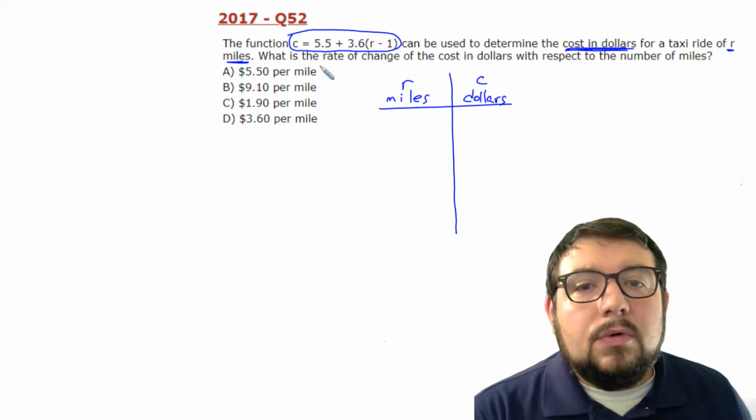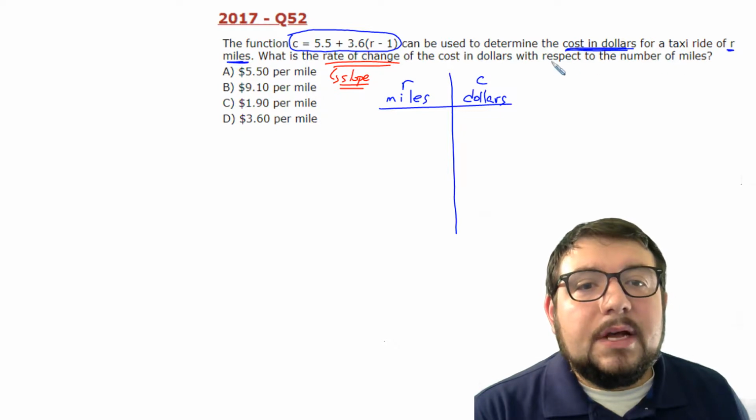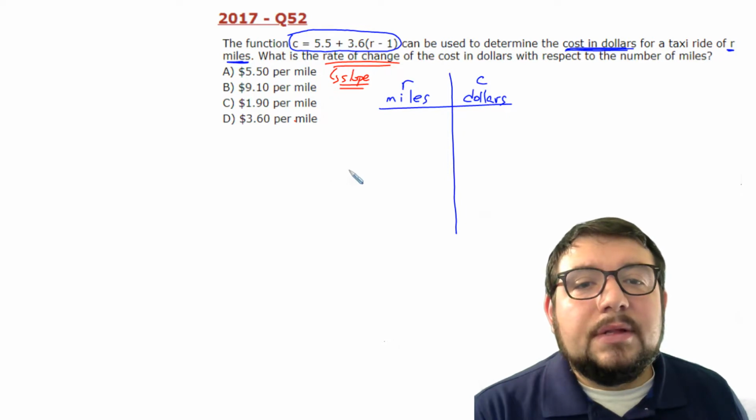So what is the rate of change? Rate of change is a key word, and that means I'm looking for slope, of the cost in dollars with respect to the number of miles. That means they want the dollars on top and the number of miles on the bottom. The "per" is the fraction line, so you can see dollars on top, miles on bottom. The answer choices are already lined up with that, so we don't have to worry too much about it.